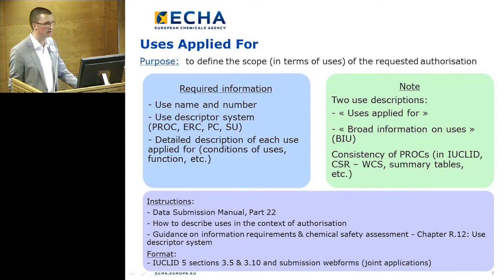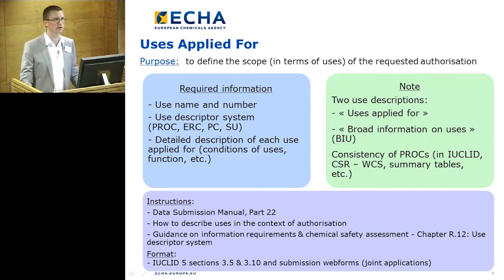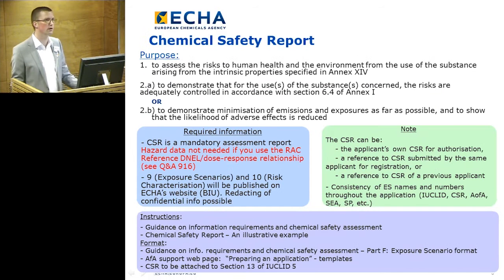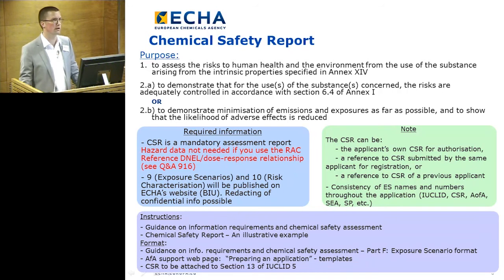A chemical safety report. The purpose is to assess the risks to human health and the environment from the use of the substance arising from the intrinsic properties specified in Annex 6. Also, it is to demonstrate that for the use of the substances concerned, the risks are adequately controlled in accordance with Section 6.4 of Annex 1, or to demonstrate minimization of emissions and exposures as far as possible, and to show that the likelihood of adverse effects is reduced.